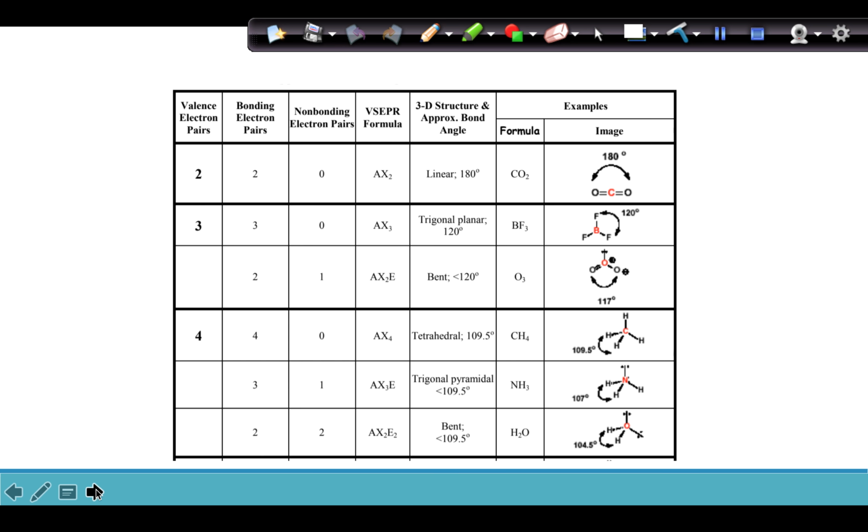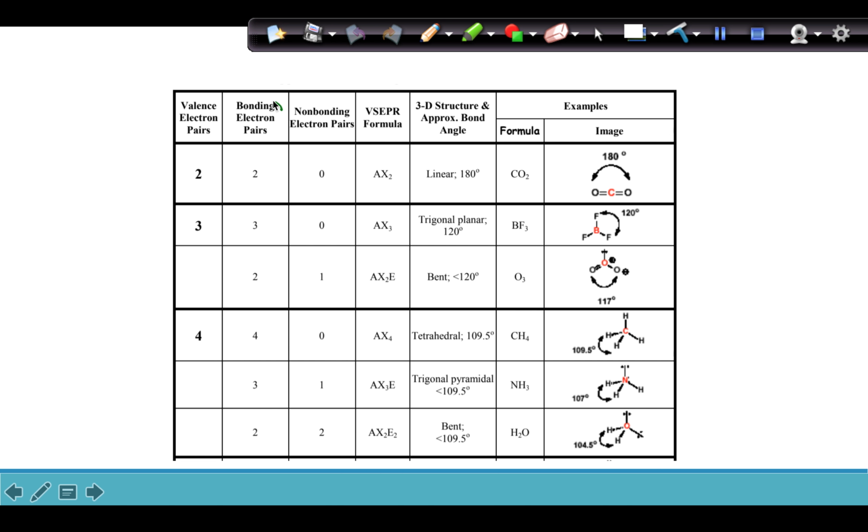So this is the part of the chart. For those of you who are taking AP Chemistry next year, this is the part of the chart that we assign to you. And the way that the chart is organized, we have valence electron pairs, bonding electron pairs, non-bonding electron pairs, VSEPR formula, 3D structure and approximate bond angle, and then also an example.